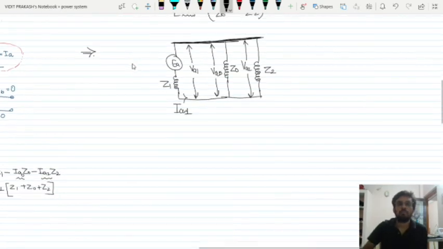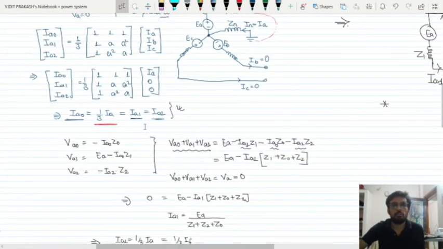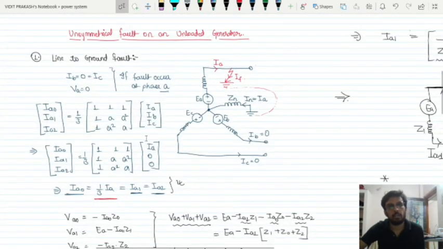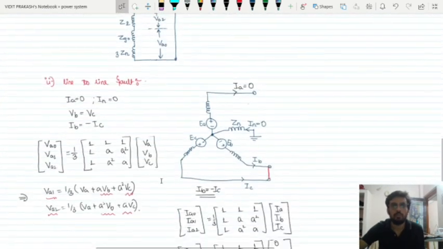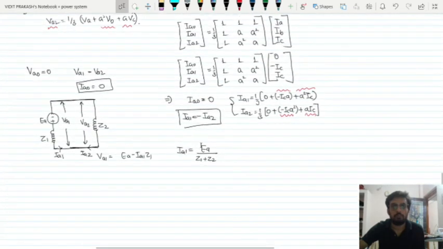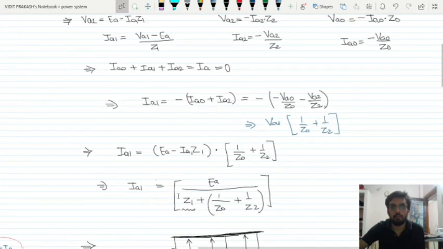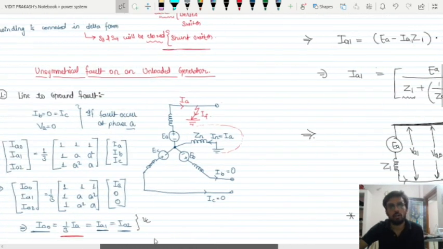Now, what we observed till now, see, positive sequence current is available in all types of fault, either symmetrical or unsymmetrical. In line to line ground fault, positive sequence current is there, this is IA1. In line to line fault, IA1 is equal to minus IA2, it is EA divided by Z1 plus Z2. And in double line to ground also it is available, EA divided by Z1 plus 1 by Z0 plus 1 by Z2. So positive sequence current is available in all types of fault, either symmetrical or unsymmetrical.